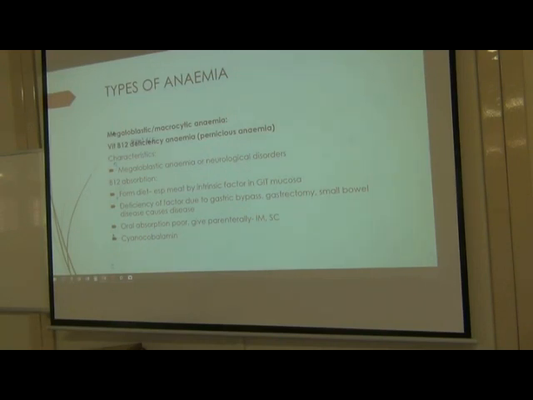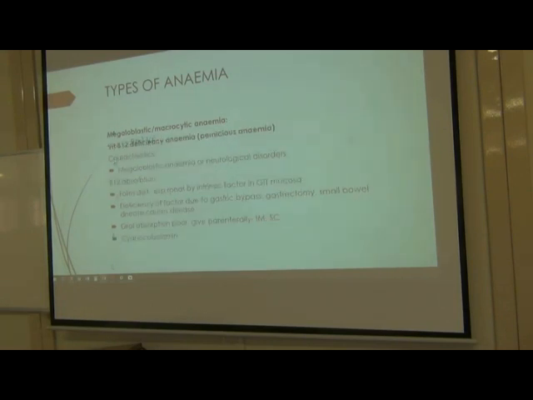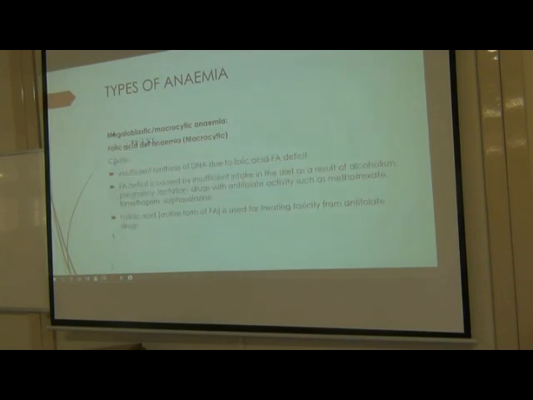But we can address this issue by giving parenteral vitamin B12 preparations, which is cyanocobalamin, either IM or SC. That's intramuscular or subcutaneous. So your B12 anemia is called your pernicious anemia. The folic acid deficiency anemia is called the macrocytic anemia. Macrocytic anemia, which is where you will find the big red blood cells.